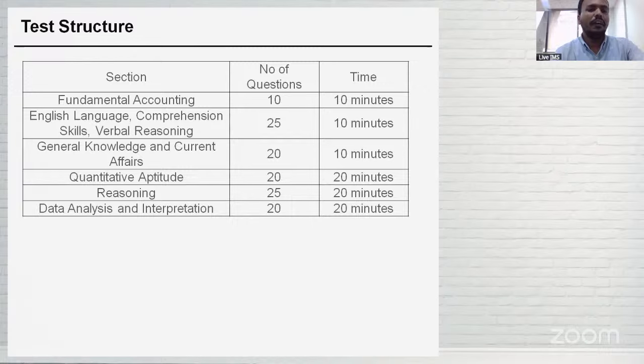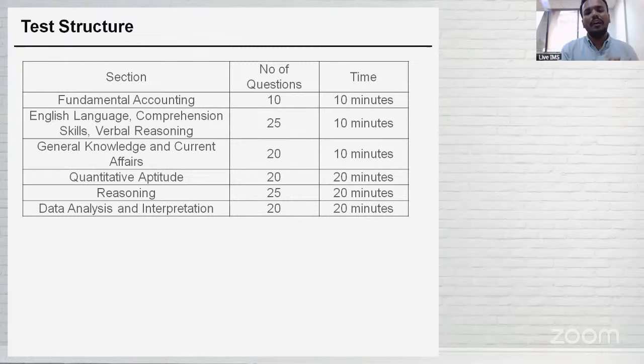General knowledge and current affairs had 20 questions. Again, the 10-minute time limit was there for that particular section. Quantitative aptitude had 20 questions and 20 minutes of time. Reasoning had 25 questions, and the time for that particular section was 20 minutes. Moving ahead to data analysis and interpretation, there were 20 questions for 20 minutes.